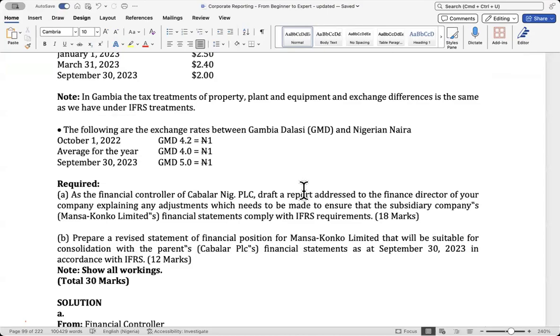Required: A. As the financial controller of Calabar Nigeria PLC, draft a report addressed to the finance director of your company, explaining any adjustments which need to be made to ensure that the subsidiary company, Mansa Cooper Limited, financial statements comply with IFRS requirements. B. Prepare a revised statement of financial position for Mansa Cooper Limited that will be suitable for consolidation with the parent Calabar PLC's financial statements as at September 30, 2023, in accordance with IFRS. Note: show all workings.